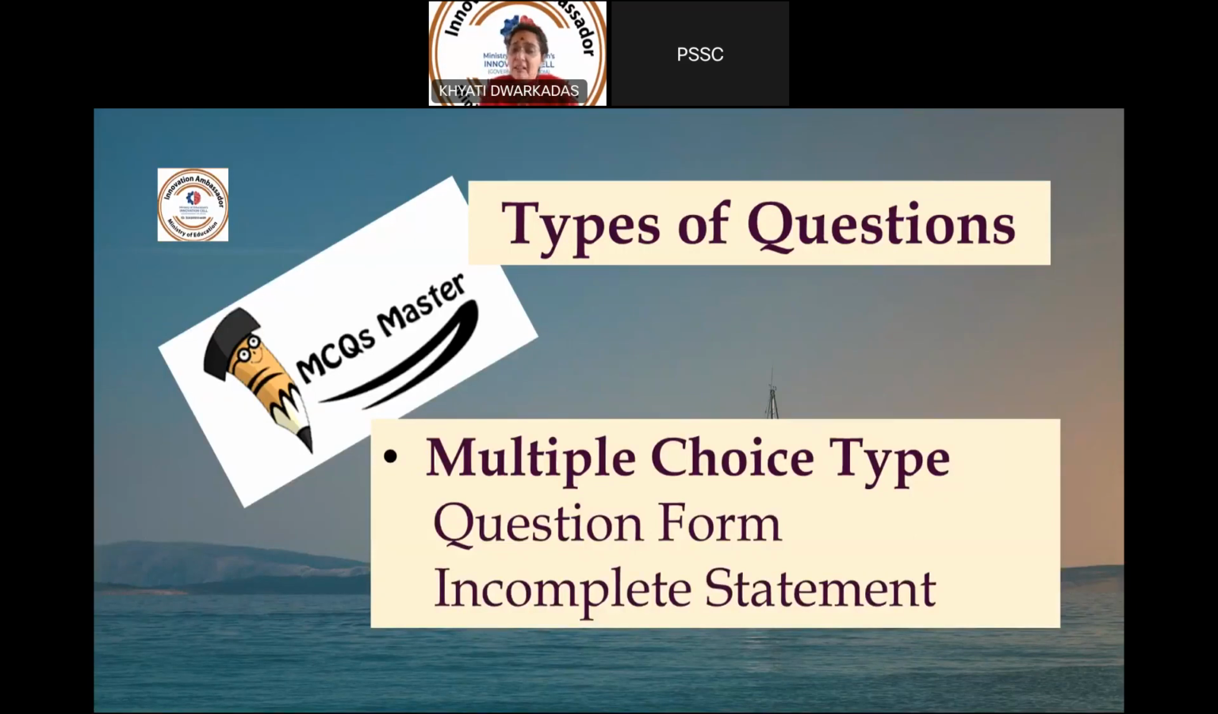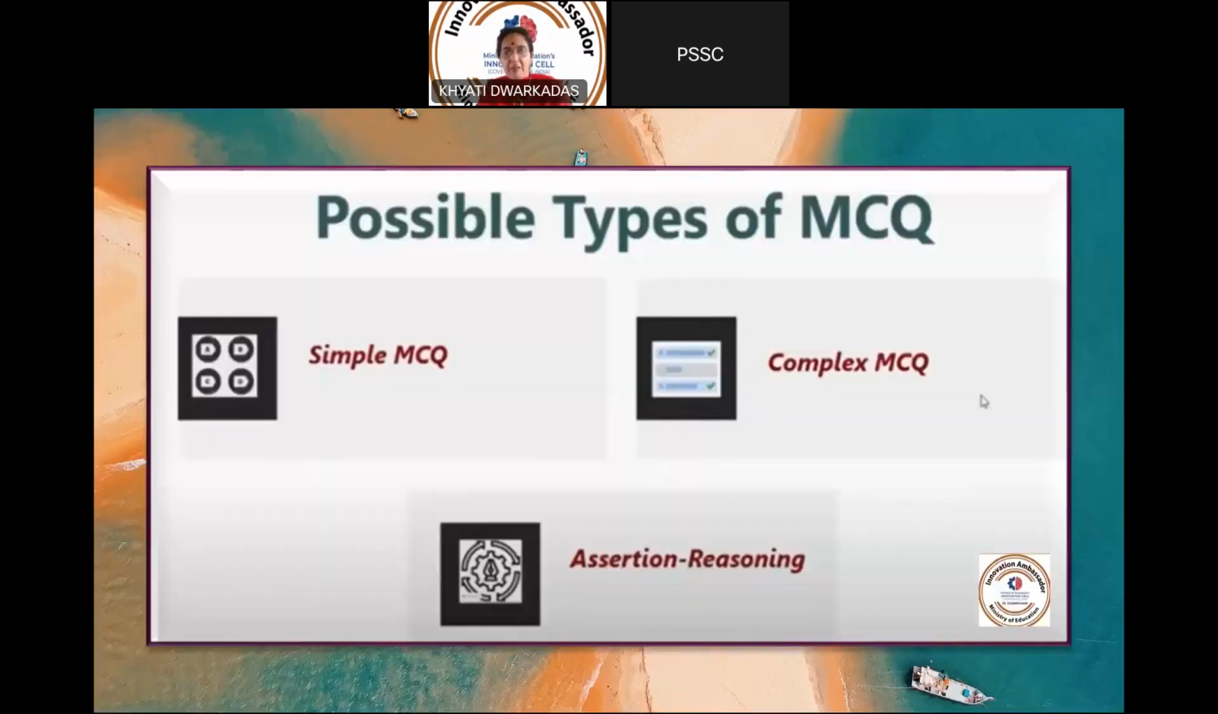Now, there are multiple types of multiple choice questions. Some are question forms, some are incomplete statements, some are simple, some are complex, some questions are assertion reasoning based.